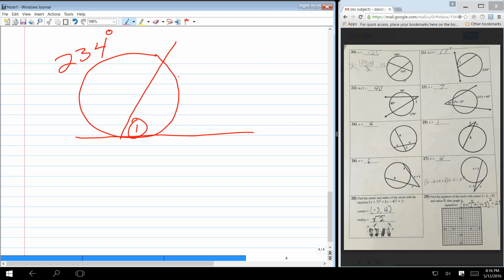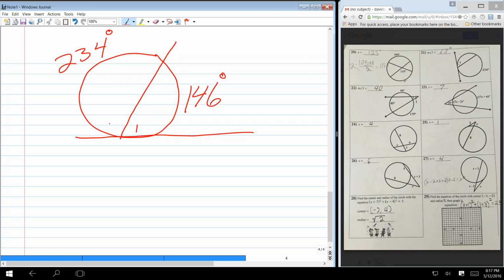360 minus 234, this arc has to be 146. Cool. And then you just divide that by 2. Yeah, and if you forget whether it's equal to 146 or we divide it by 2, well, this arc and that arc equals 360, right?